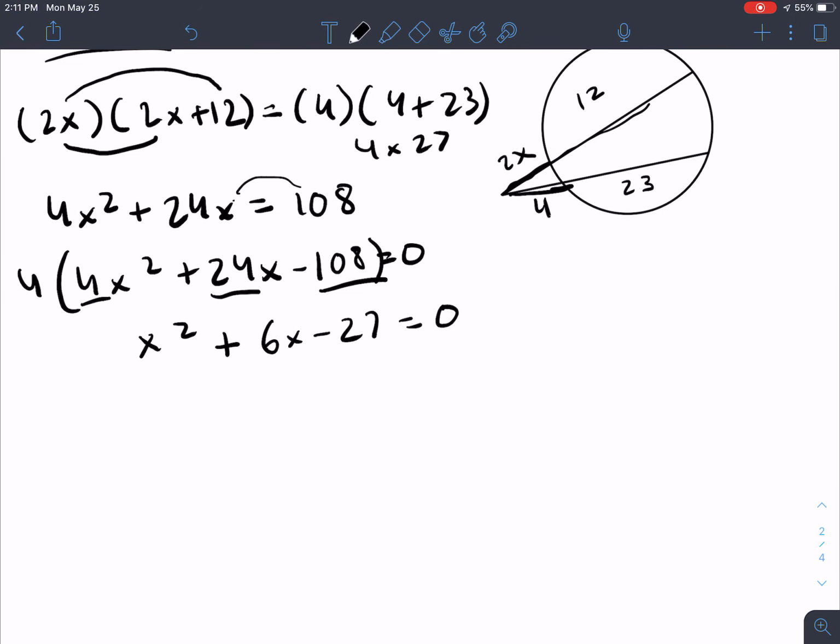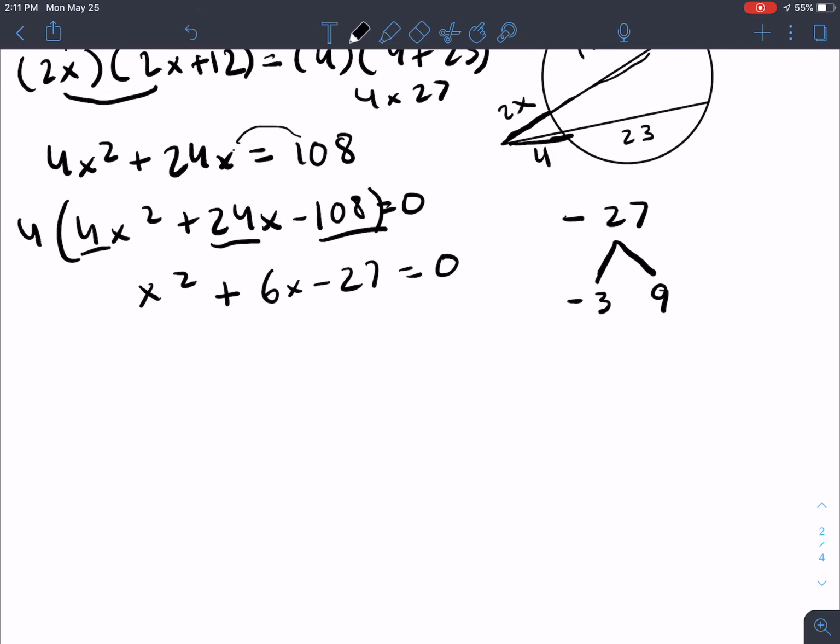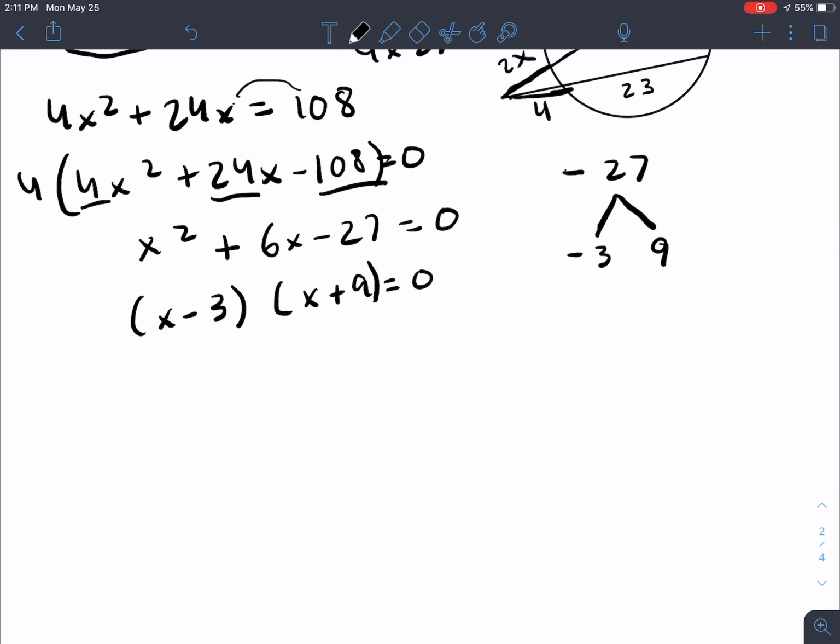And now to factor this, so it would be negative 27. I'm going to find the factors of negative 27, which are negative 3 and 9. So x minus 3, x plus 9 is equal to 0. So how did I get to this factored form from this?